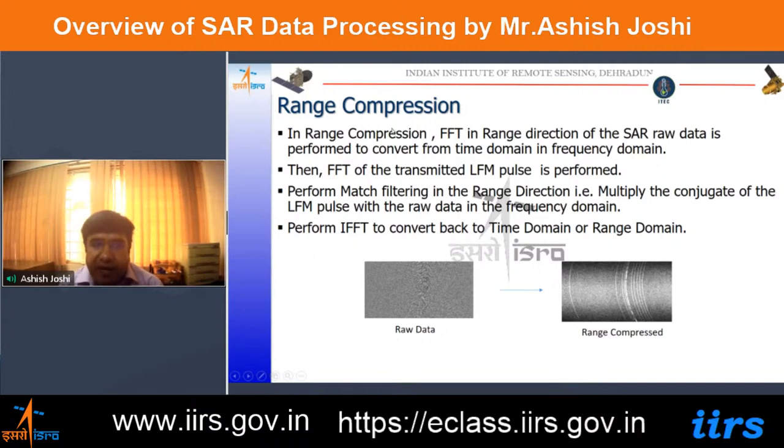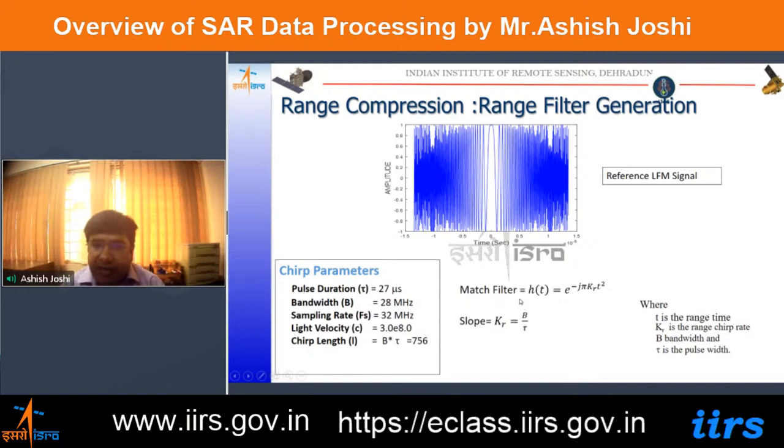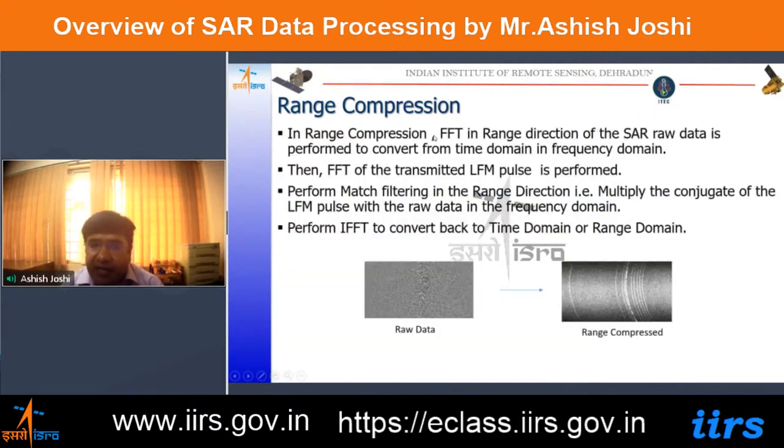Okay, so this is the range compression. We generate the matched filter, then take the FFT of the matched filter, then take the FFT of the data, then multiply these two in the range direction. That is called the range compression. And again we do the inverse FFT to convert back to the time domain. From the FFT we transform from the time domain to the frequency domain, and from the inverse FFT we convert from the frequency domain back to the time domain, or the range domain.